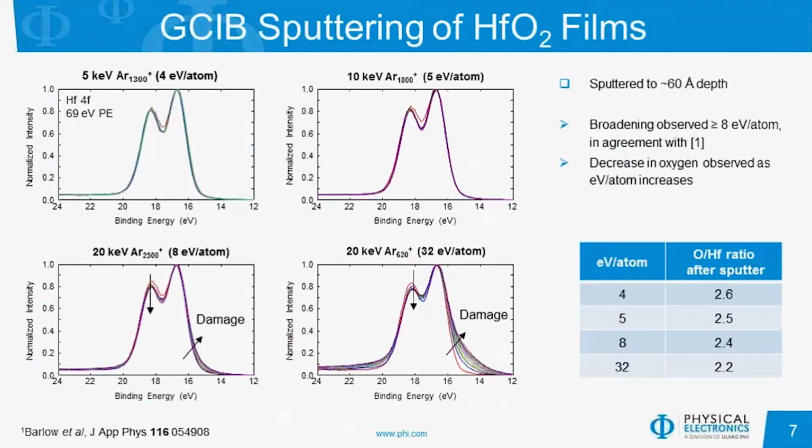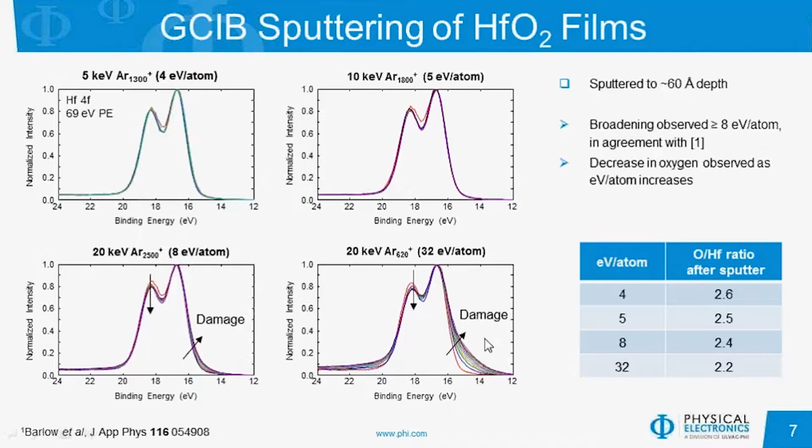We have also looked at the hafnium oxide, and in this case I have a hafnium oxide film that we sputtered to approximately 60 angstroms depth and used 4 different GCIB conditions ranging from 4 eV per atom in the top left figure to 32 eV per atom in the bottom right figure. And what we notice is that once we have the energy per atom at the setting of about 8 eV, we do notice a decrease in the peak intensity of the 4f5/2 peak, and we do see broadening to the lower binding energy side here.